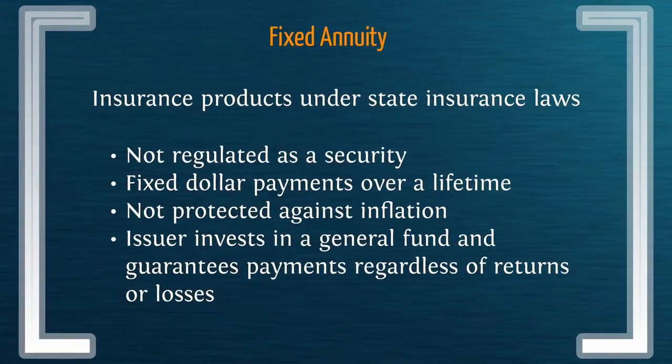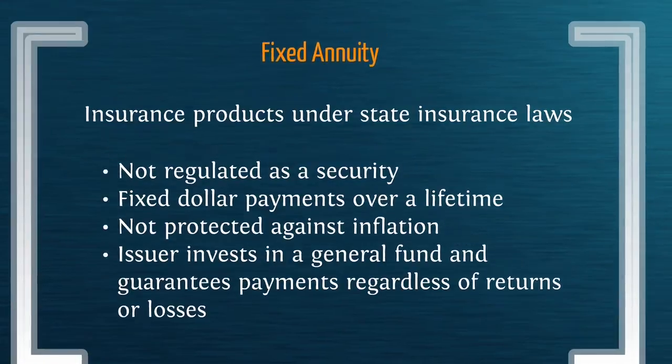First, let's look at fixed annuities. These are considered insurance products and regulated under state insurance laws. The dollar amount is fixed over the lifetime of the annuity, which is the lifetime of the investor. And because of that, they're not protected against inflation. If inflation increases substantially, that will decrease the purchasing power of those future payments. The issuer invests that money in a general fund and guarantees the payments regardless of what happens to those investments.